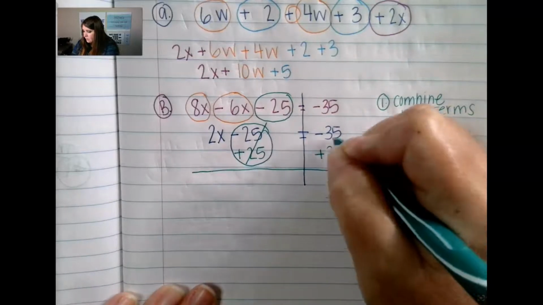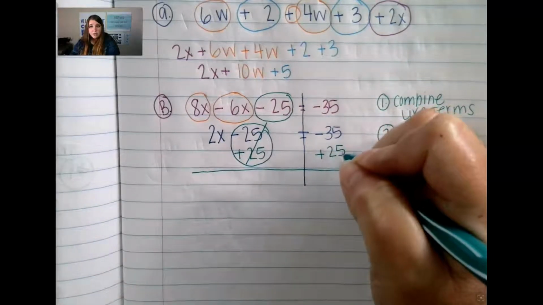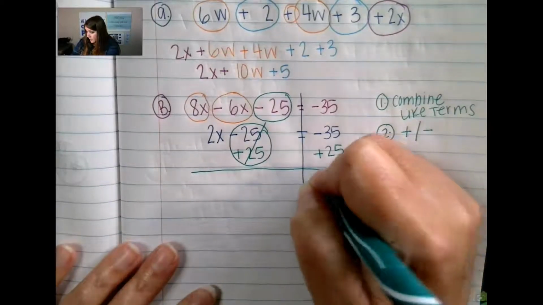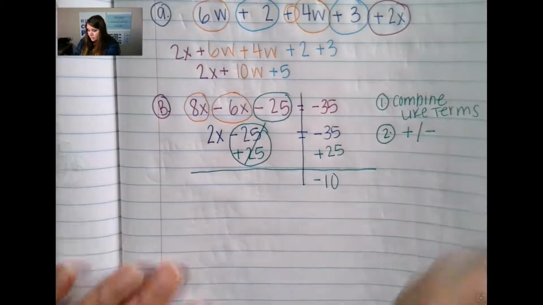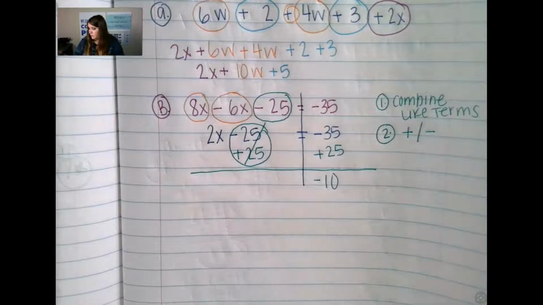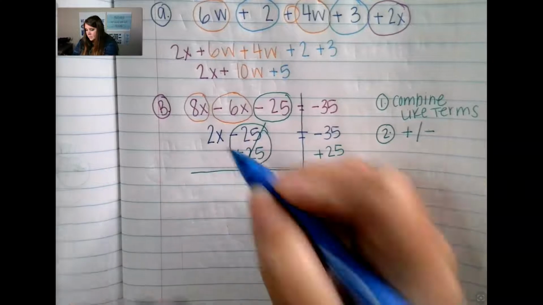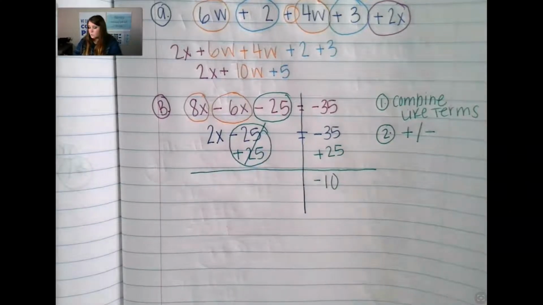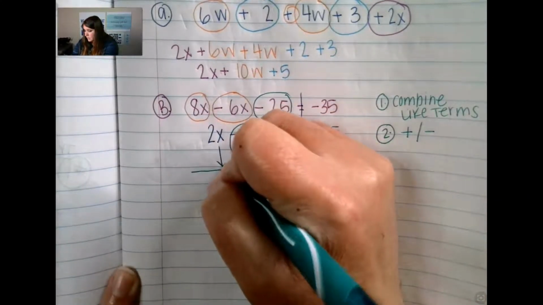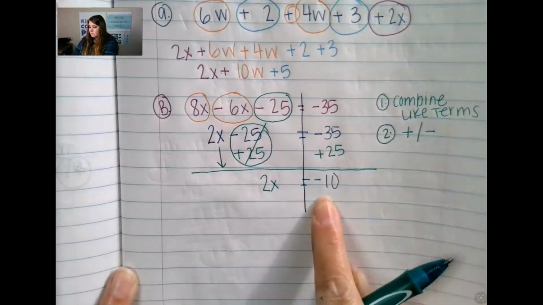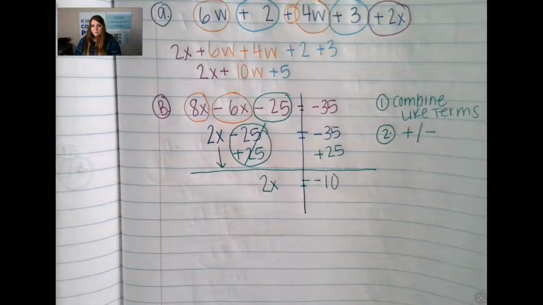And now we have here, I had negative $35 in the bank. I deposit 25. I only have negative 10 left. All right. So now that I have negative 10 left, I do still need to bring down my 2x. So I'm going to bring down this 2x, and it's equal to negative 10.